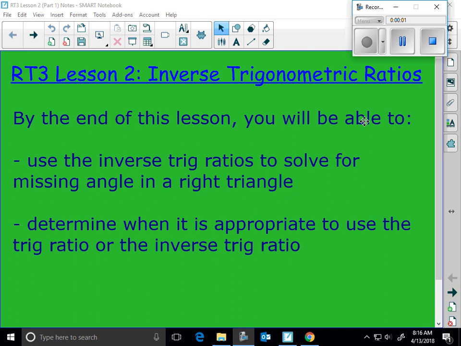We're going to get started here on RT3 lesson 2, part 1. We'll see if we can jam some stuff together, so we just do one lesson 2. We're going to use inverse trig ratios to find the measure of an angle and determine when it's appropriate to use right triangle trig or inverse trig ratios.